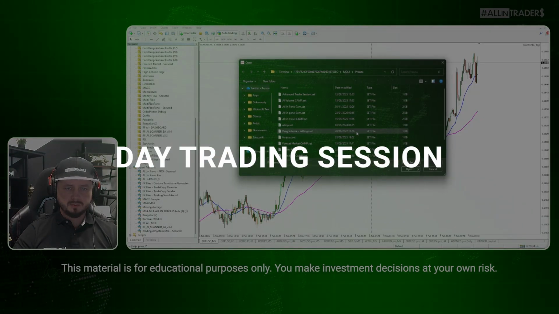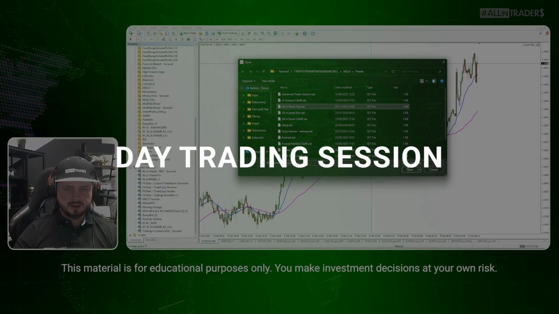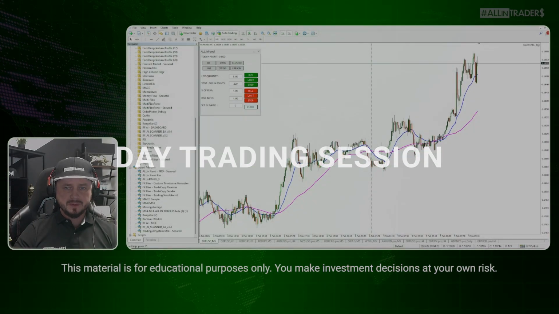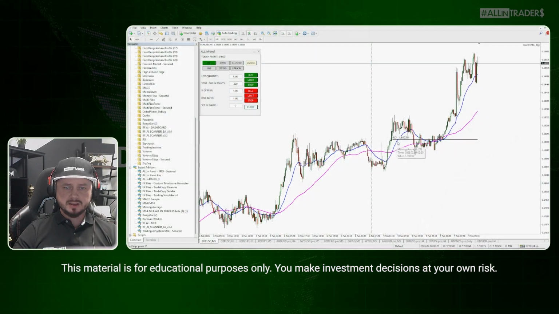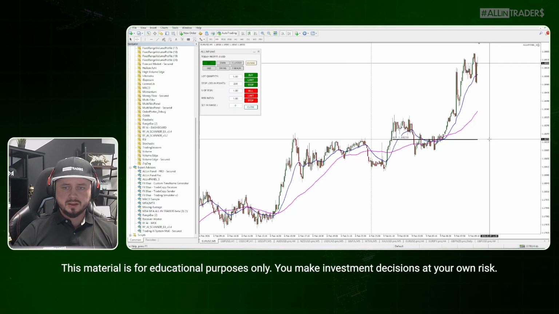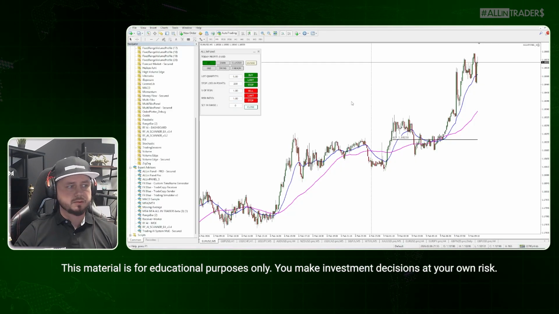I'm going to use our all-in panel. We're going to look for some targets. This is Euro USD, unusual targets. We can see the target is down at the bottom, and we are around 32 pips away from that target.